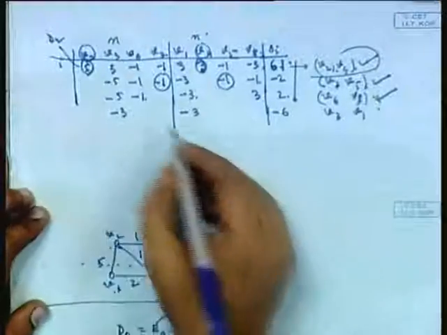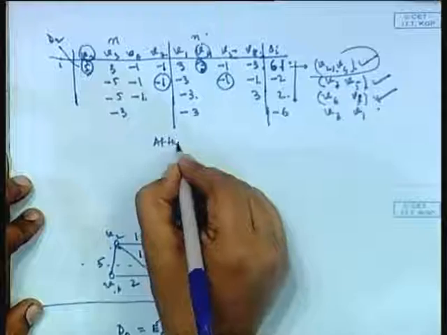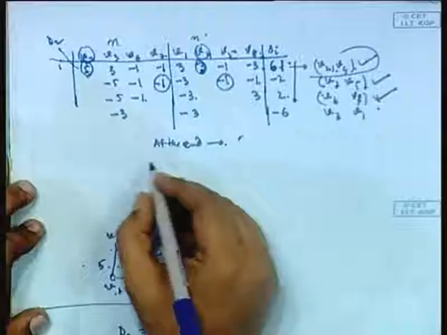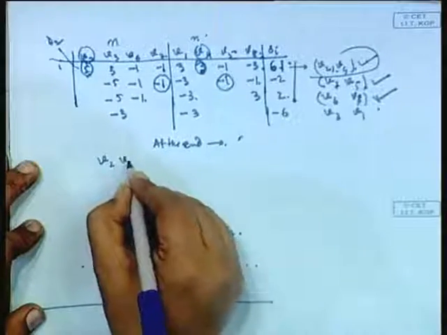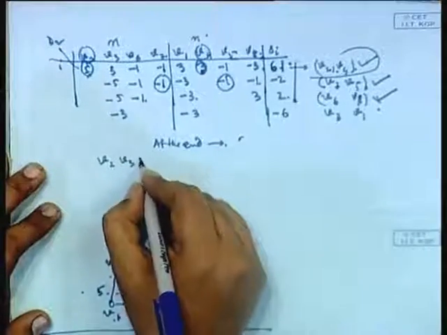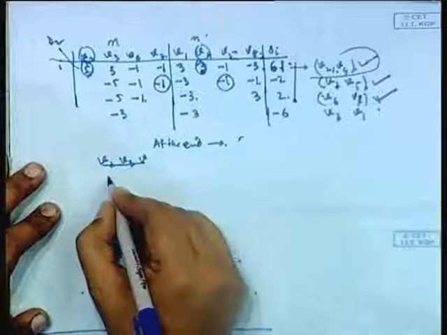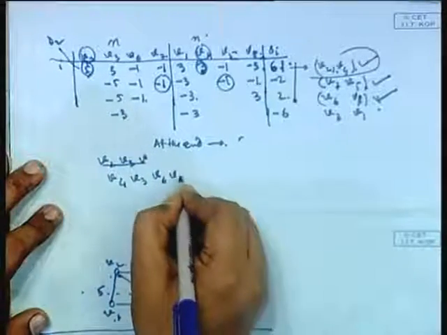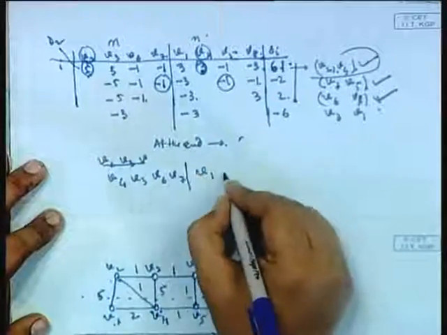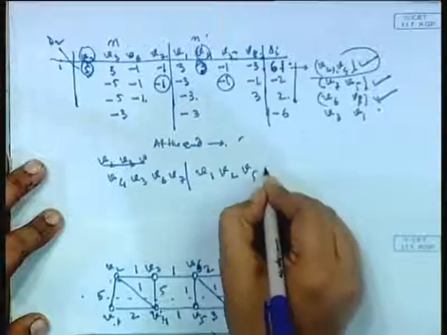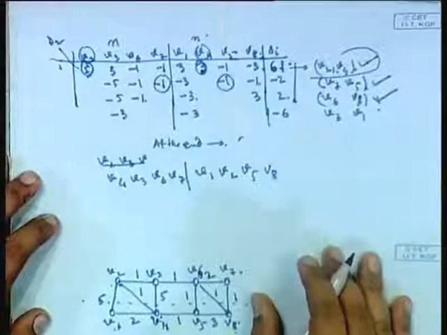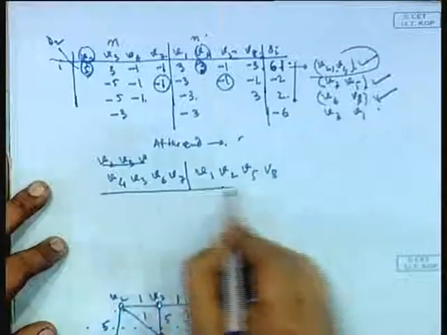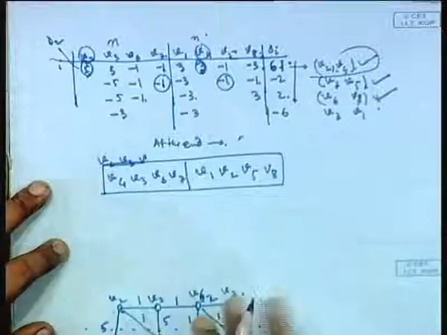So, at the end of this round, you are getting the new configuration as V2, V3, V4, V3, V6, V7, V1, V2, V5, V8. Okay. So, this is what we get.